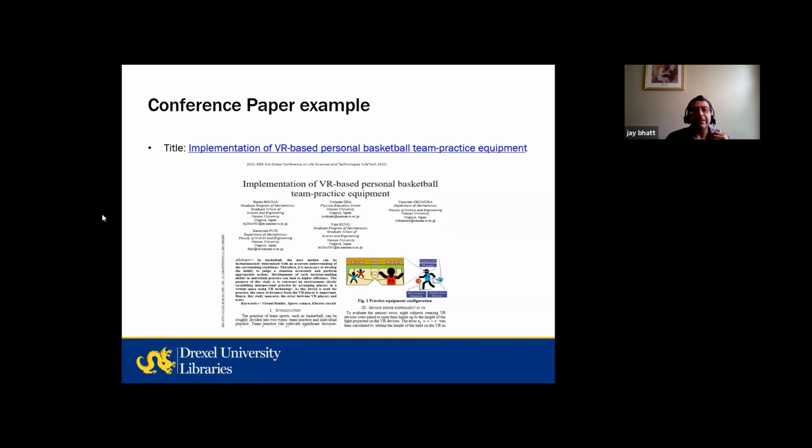And here is one example of a conference paper: implementation of virtual reality-based personal basketball team practice equipment. And you can see there are at least 5 authors listed here. It looks like they are from Japan, and the School of Engineering. So you can see how international research is also entering the global conference platforms, so that people all over are able to access research from different countries as well. Some examples of abstracts, keywords are given, and so on.